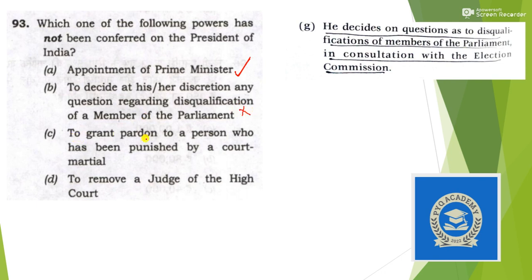Again, to grant pardon to a person who has been punished by a court martial, yes, he can grant pardon. To remove a judge of high court, yes, he can remove a judge of high court if a motion has been passed in the parliament. So the wrong option here is option B, so it will be the answer.